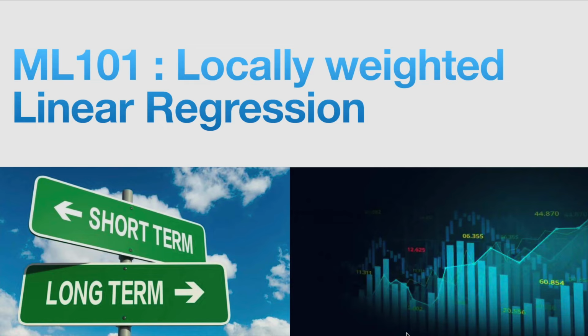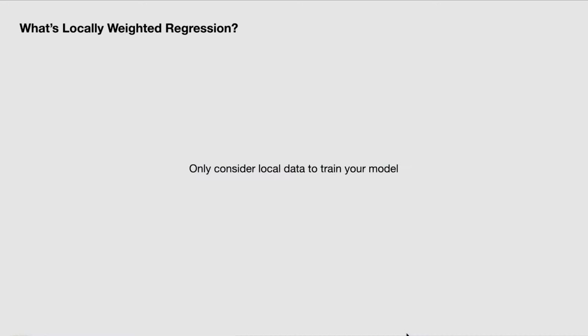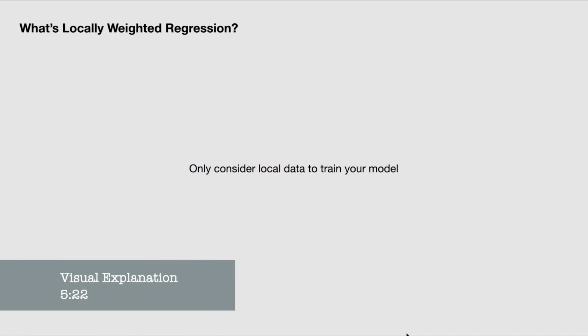So let's quickly move on to today's topic, which is locally weighted regression. By definition, you can say it's an algorithm which is only focused on the local data or the nearby data. We don't consider the complete data set. And why don't we consider the complete data set? We are going to discuss that.